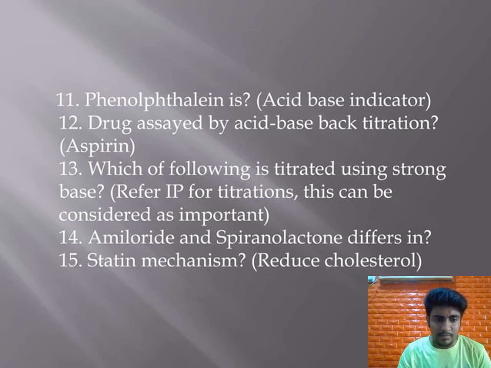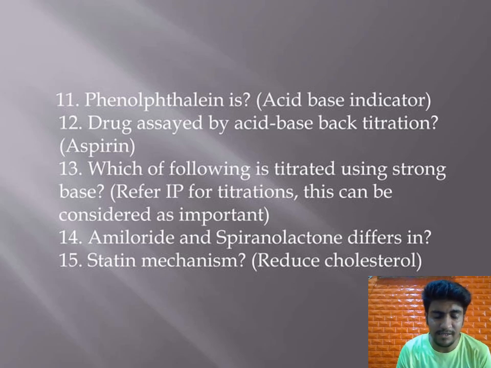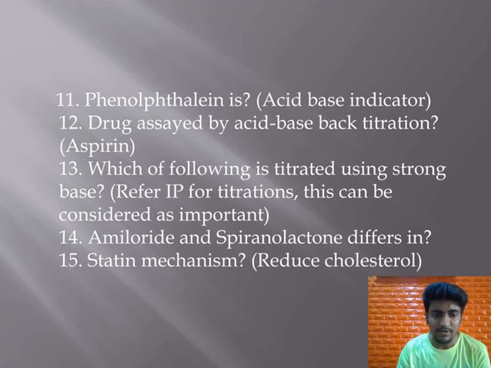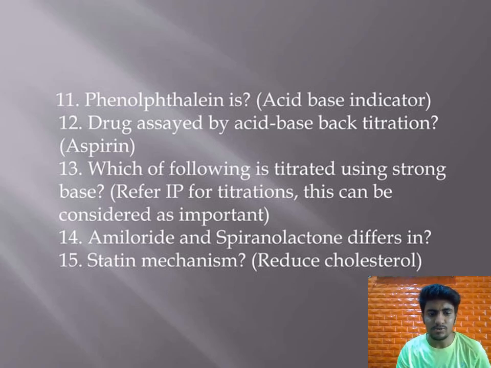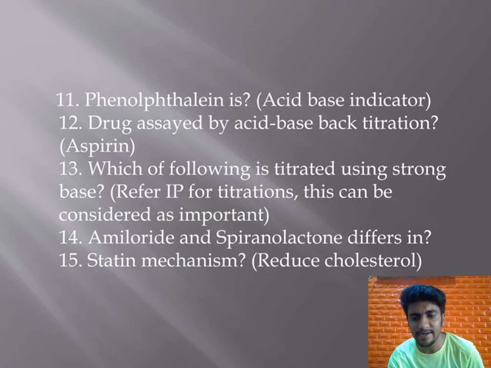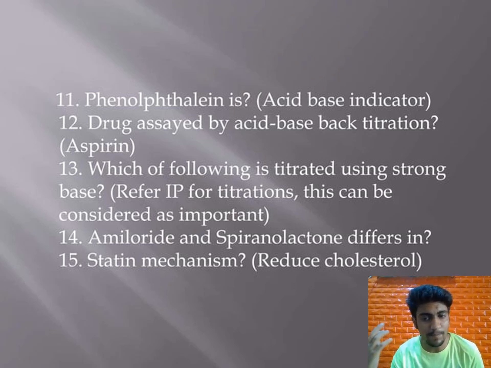Now next, if I talk about phenolphthalein. So phenolphthalein is basically an indicator, and this indicator is usually useful for different kinds of titrations, right? So your acid-base titrations, your redox titration, your complexometry. But phenolphthalein basically gives you pink color in the 8 to 11 pH range, right?